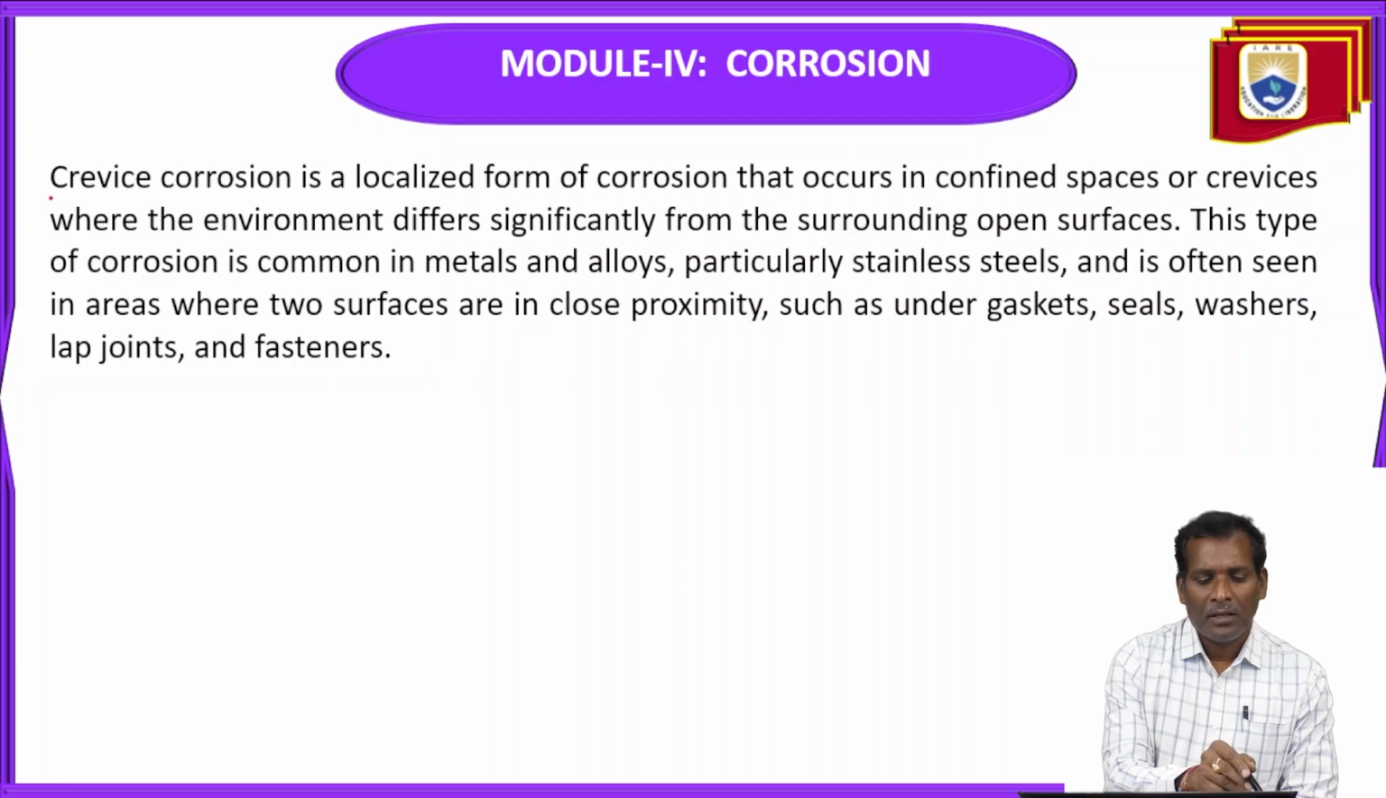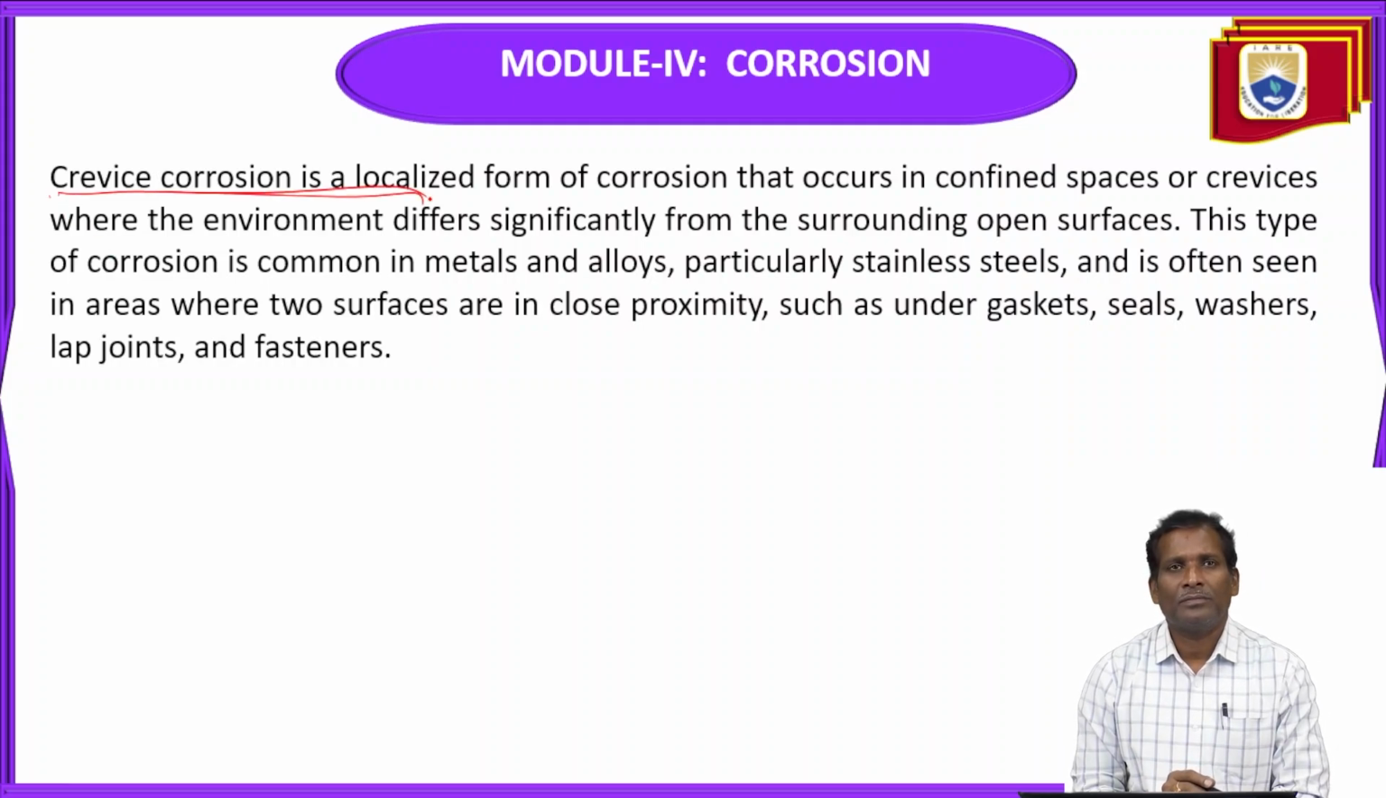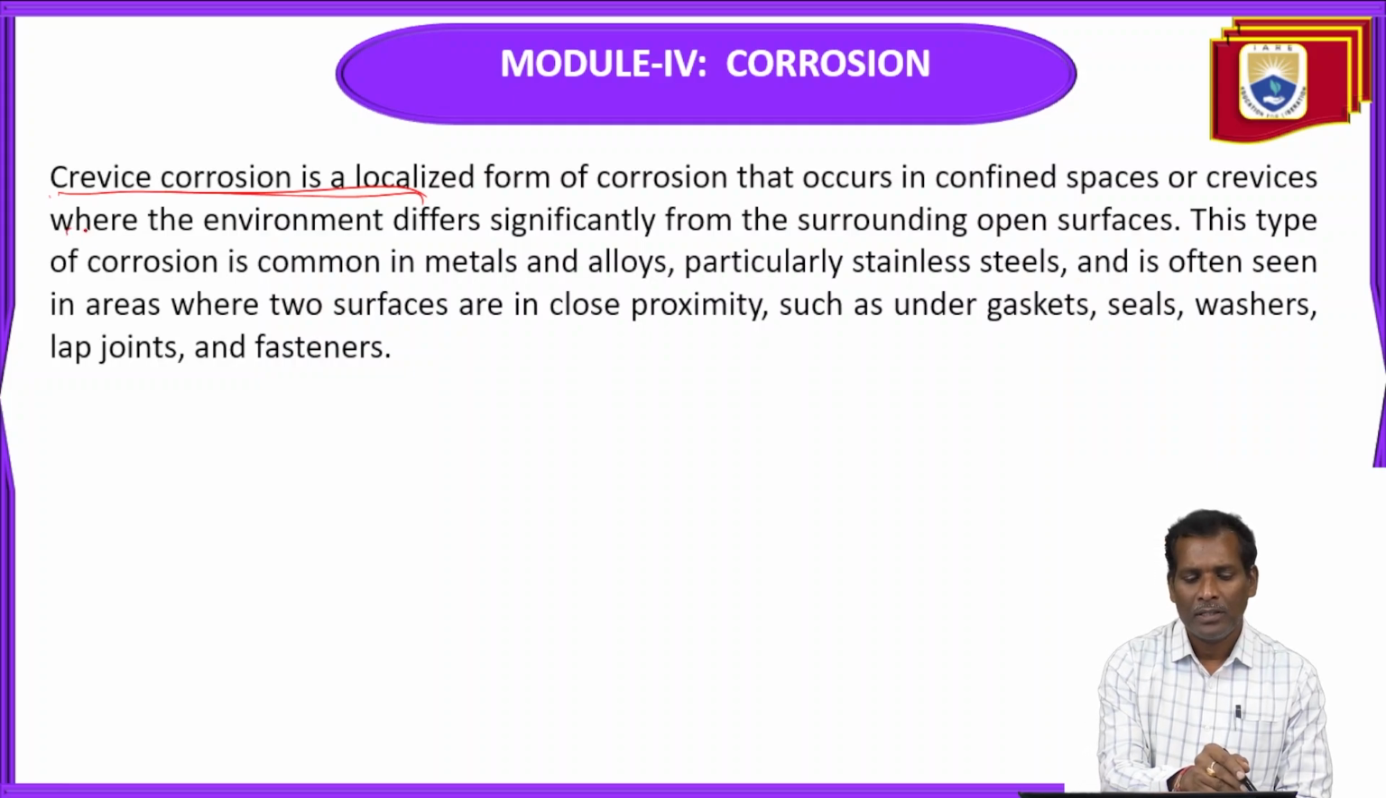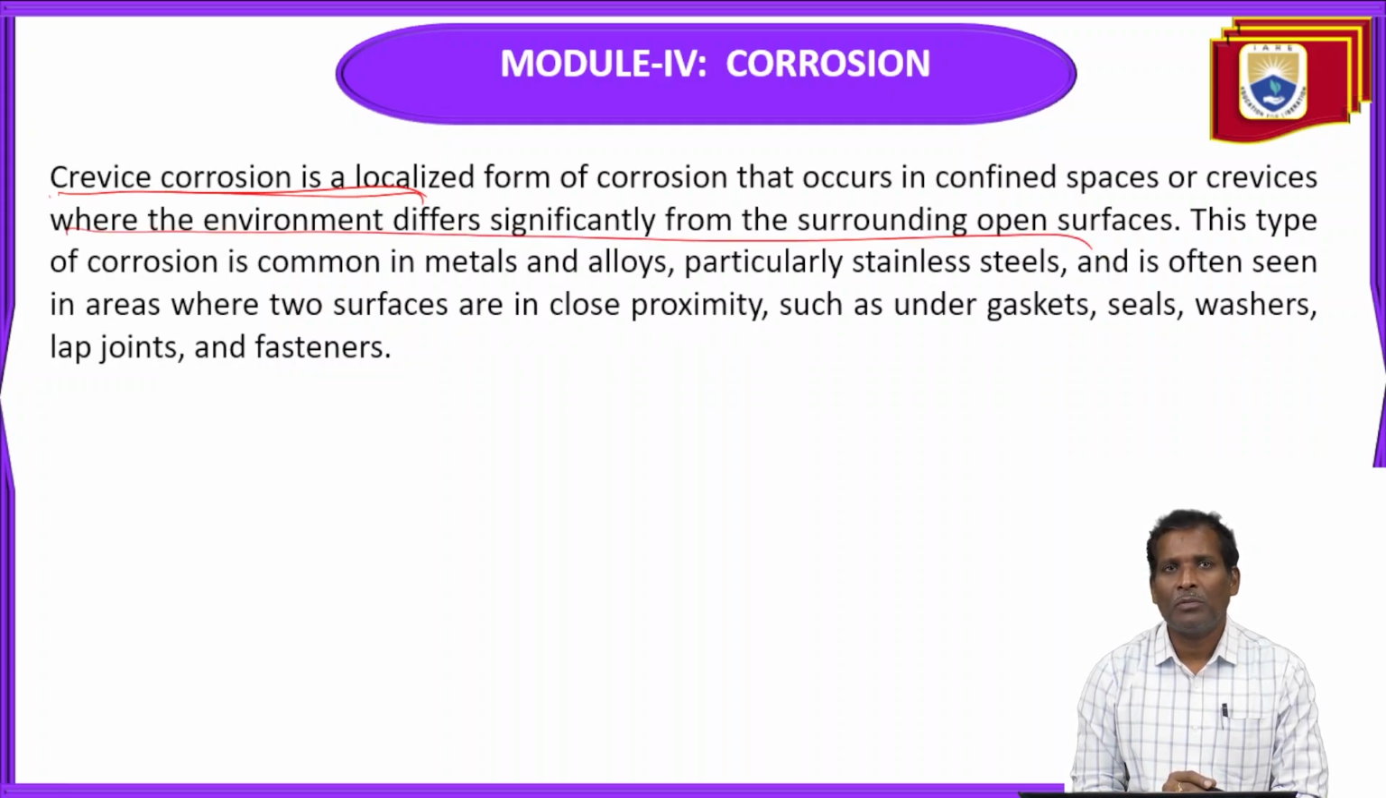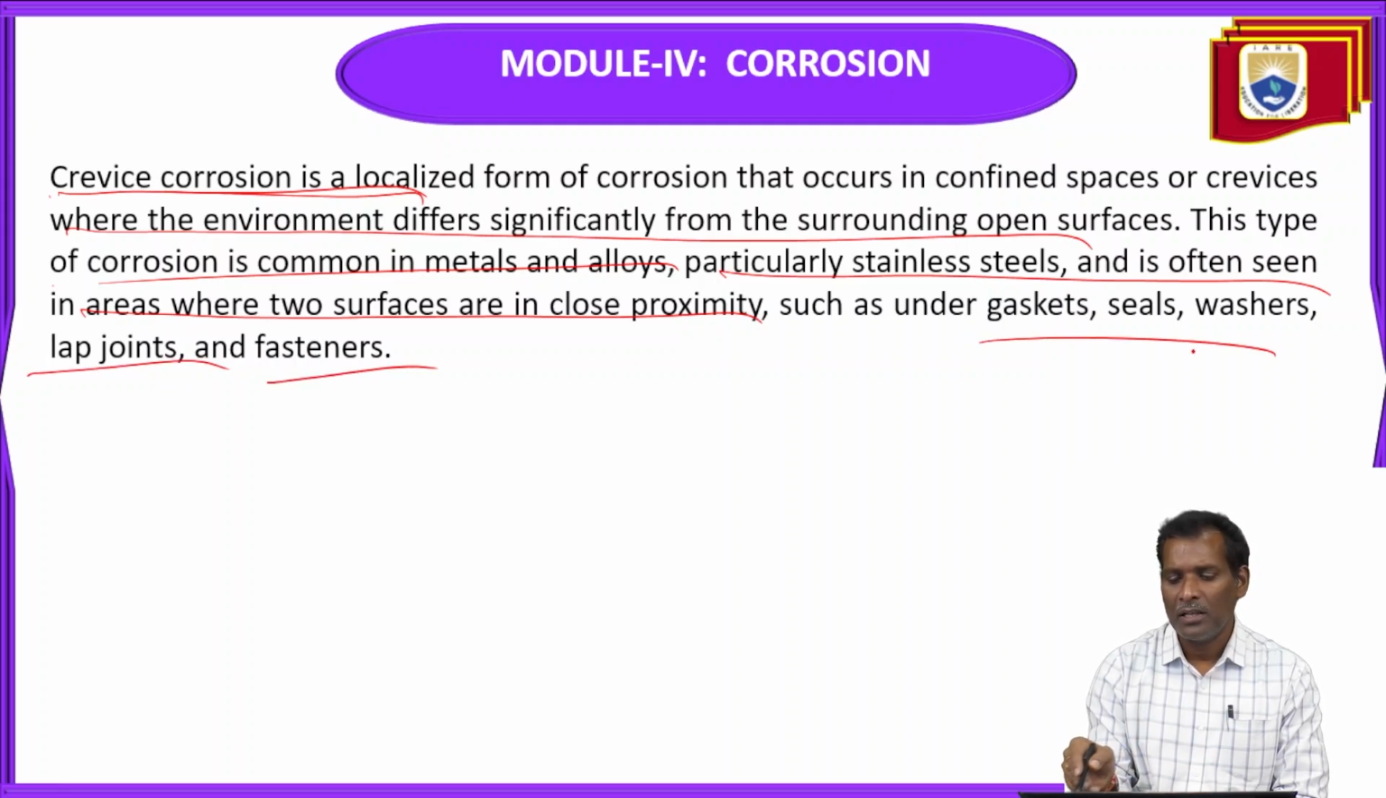The next one is crevice corrosion. It is a localized form of corrosion that occurs in confined spaces or crevices where the environment differs significantly from the surrounding open surfaces. This type of corrosion is common in metals and alloys, particularly stainless steels, and is often seen in areas where two surfaces are in close proximity, such as under gaskets, seals, washers, lap joints, and fasteners. These all are mechanical joints.